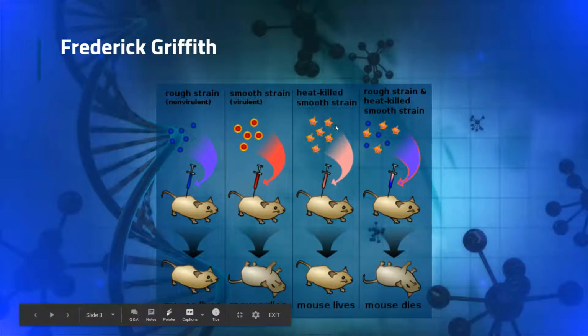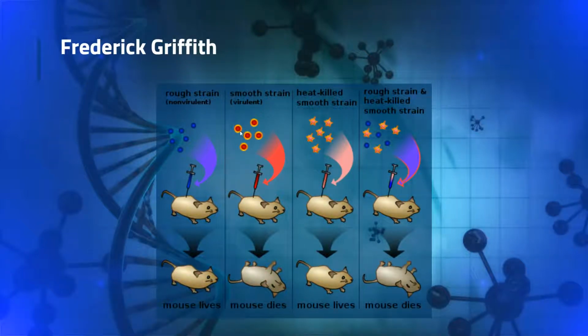The next trial is where it gets a little bit more interesting. So he took this deadly strain of bacteria, the red one is the deadly one, and he heated it up so that the bacteria was no longer alive anymore. He injected the heat-killed deadly strain into the mouse, and the mouse lived. It's because even though the bacteria is deadly, if it's not alive and not active, it cannot actually harm the mouse. Still makes a lot of sense.